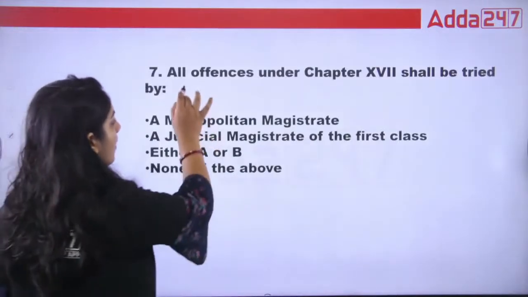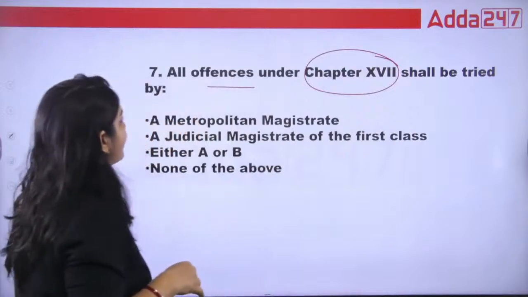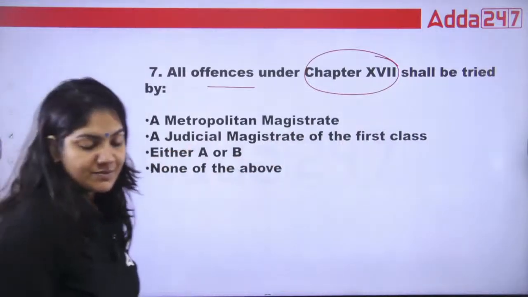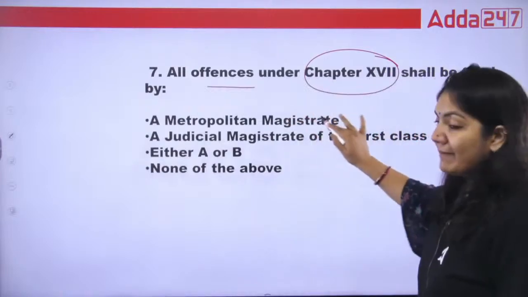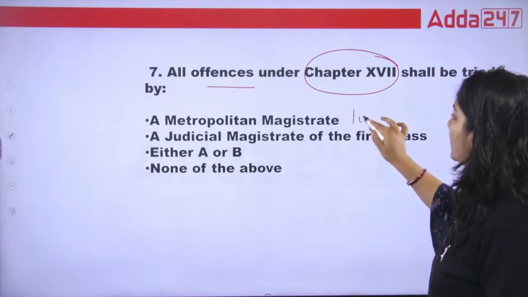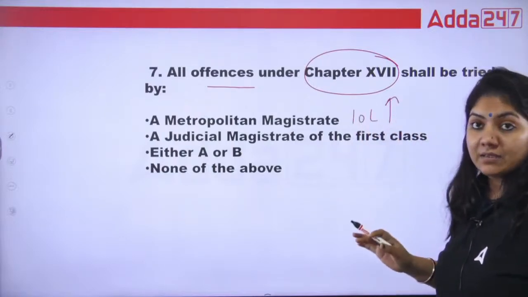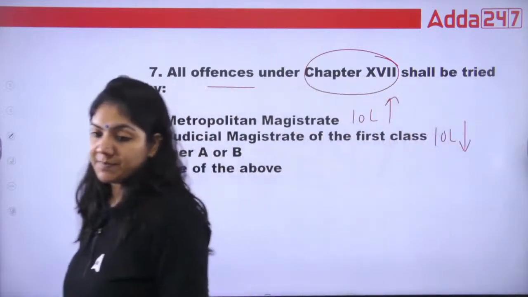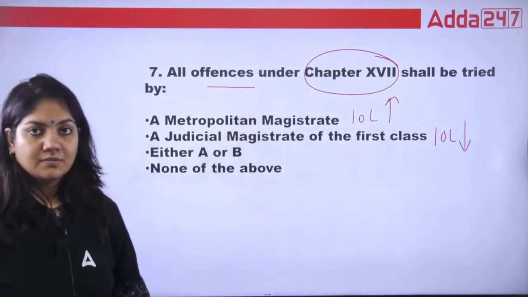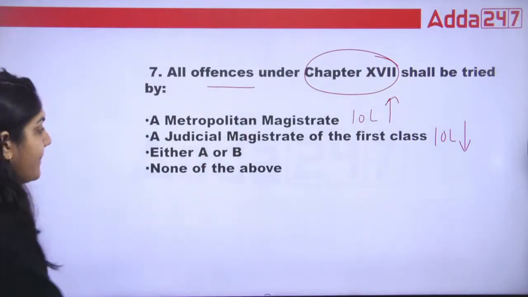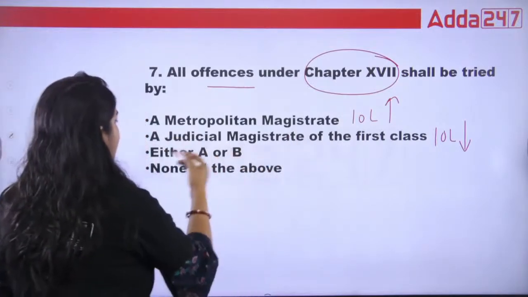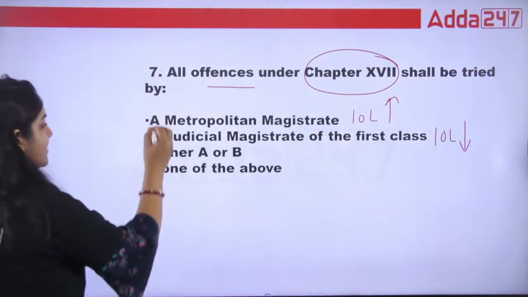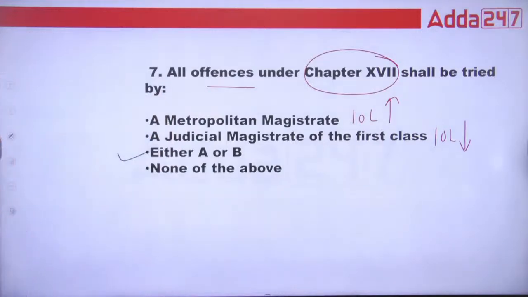Okay, now, all offences under chapter 17 shall be tried by Metropolitan Magistrate, Judicial Magistrate of first class, either A and B, none of the above. Tell me. A Metropolitan Magistrate always sits where the population is more than 10 lakh. And a Judicial Magistrate where the population is less than 10 lakh. So all offences of the NI Act shall be triable by Metropolitan Magistrate, Judicial Magistrate of first class, either A and B. Which of the following is the right answer? So guys, for this one, the right answer is either A and B. This is the right answer.